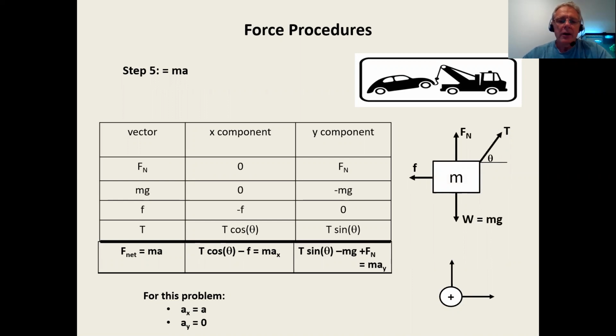Okay. The left-hand column, again, is just symbolic. F net equals mass times acceleration is Newton's second law. That's actually a vector equation. It stands for two separate equations, one for x and one for y, and those are the two equations at the bottom of the second and third columns. So in the x component, we have m times ax, and the y component has m times ay.